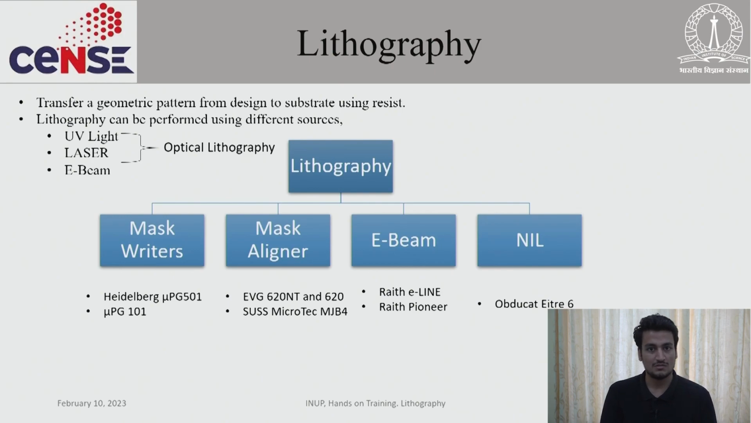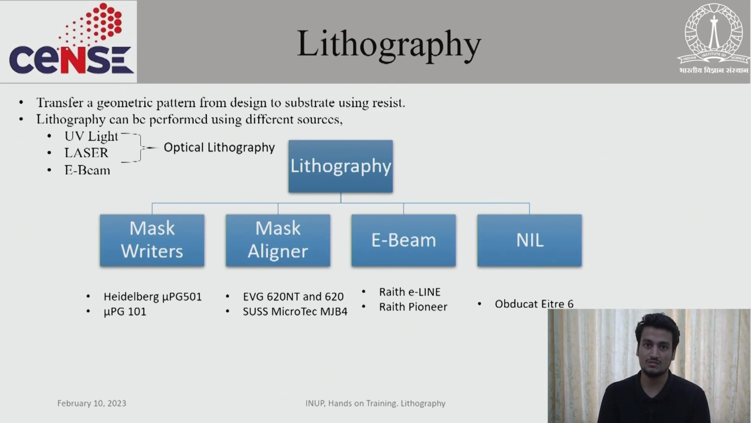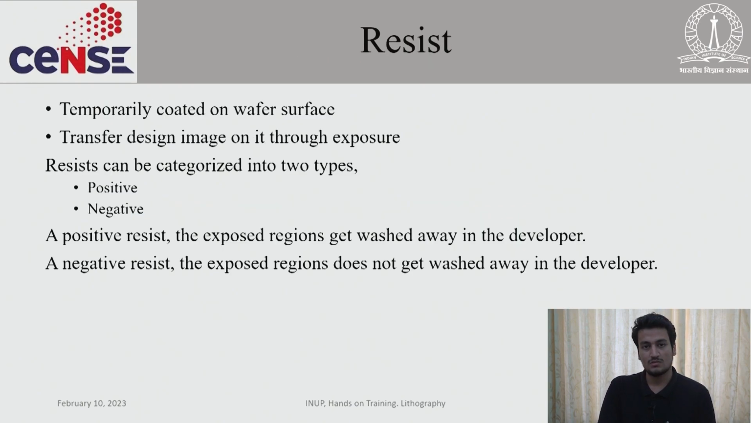Lithography can be classified based on the methods of transferring the patterns, or the sources which we use. Suppose we are using X-ray beams to transfer the pattern, it will be called X-ray lithography. If we are using electron beams, it will be called electron beam lithography. If we are using UV rays, it will be called optical lithography or UV lithography. Currently we have the facility of UV lithography and electron beam lithography. In these facilities we have mask writer tools, mask aligner tools, electron beam lithography tools and nano imprint lithography tools.